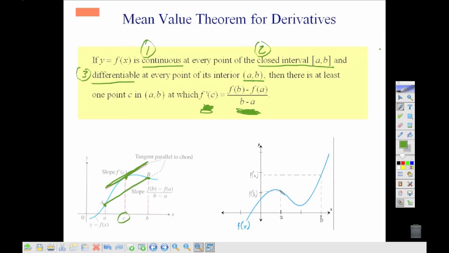Okay, so here's another example from A to B. I connect my secant line. Somewhere on this curve, we have a derivative that's parallel to that.